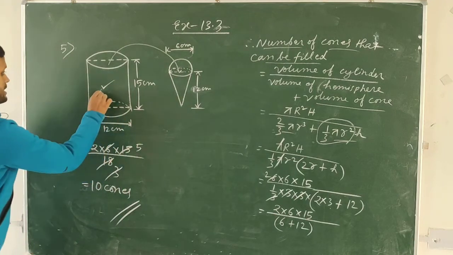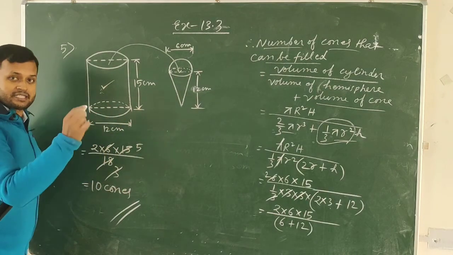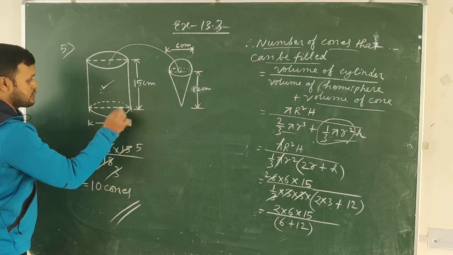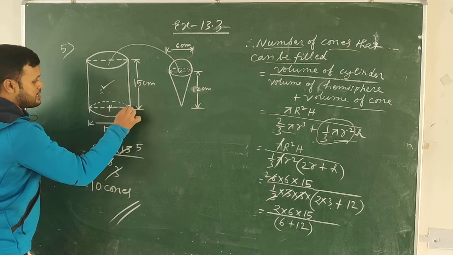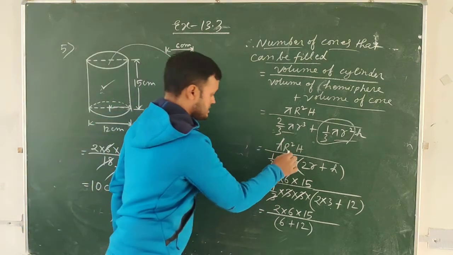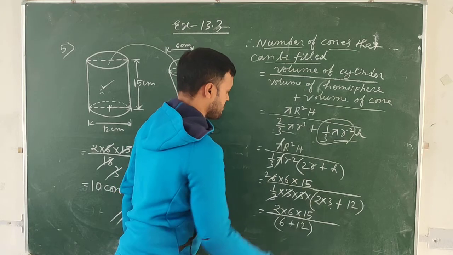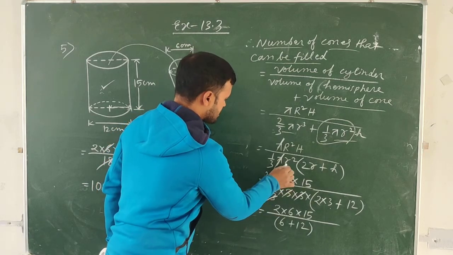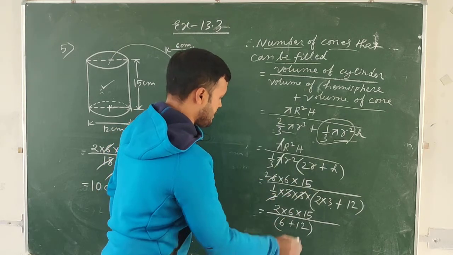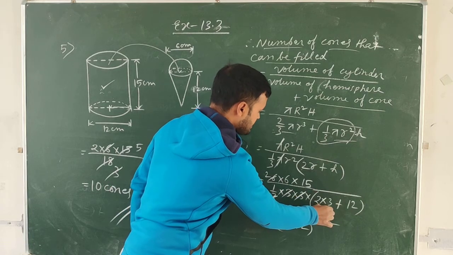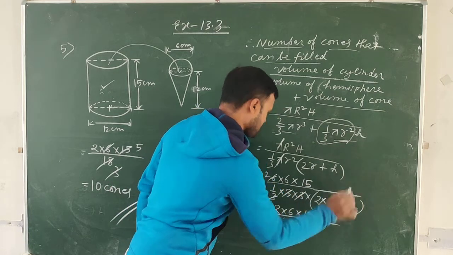The radius of this container is 6. This is the container where ice cream is kept, isn't it? So if the diameter is 12, what will be the radius? From here to here will be 6. So write 6 into 6, and capital H is what? 15. So 1 by 3 into small r square is 3 into 3, and 2 into small r is 3, and small h is 12.